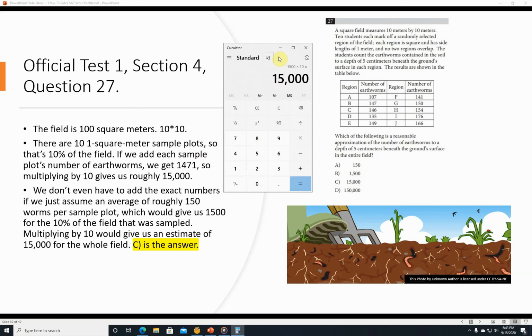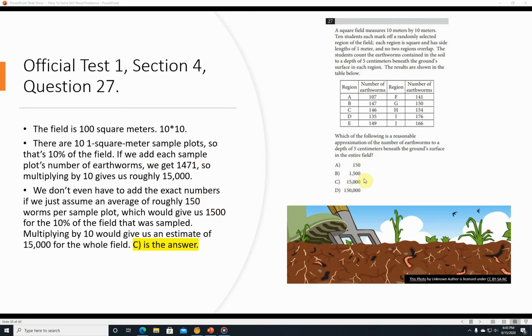So we've seen why it's important to multiply correctly. Luckily, I understood 150,000 isn't realistic. And so then we say multiplying by 10 gives us roughly 15,000 either way. Because if you estimate it at 1471 from adding it, or if you just say it's roughly 1,500, you're going to end up with an estimate of 15,000 either way.